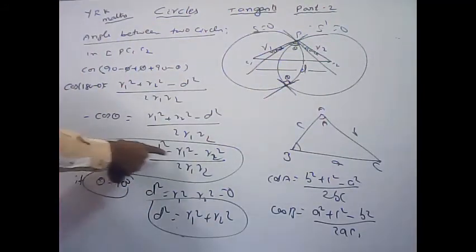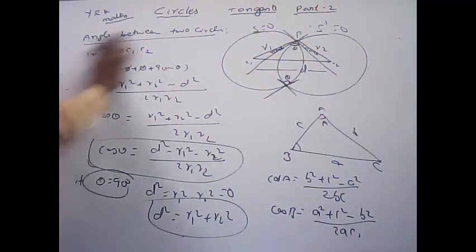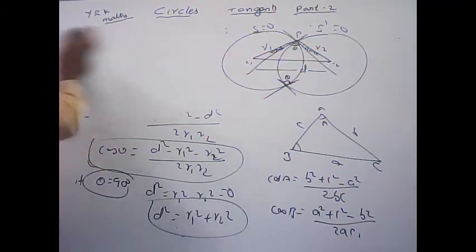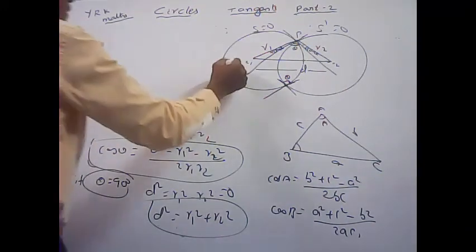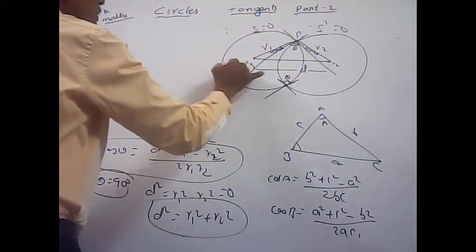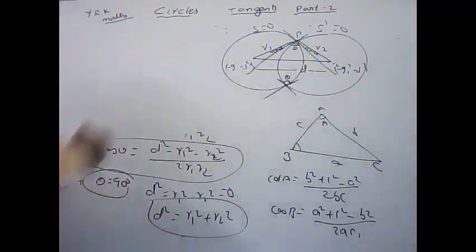Here this is the angle between two circles. If two circles are cutting orthogonally, then what is the condition? d square equals r1 square plus r2 square. Here the center I am taking as (minus g, minus f), and here I am taking (minus g dash, minus f dash).